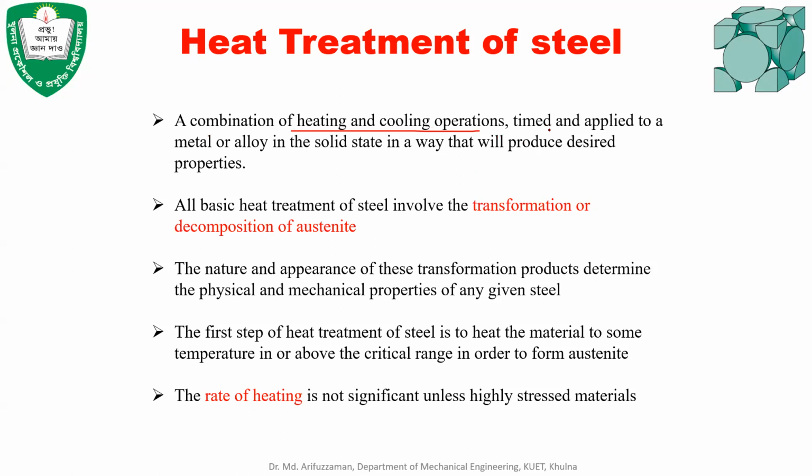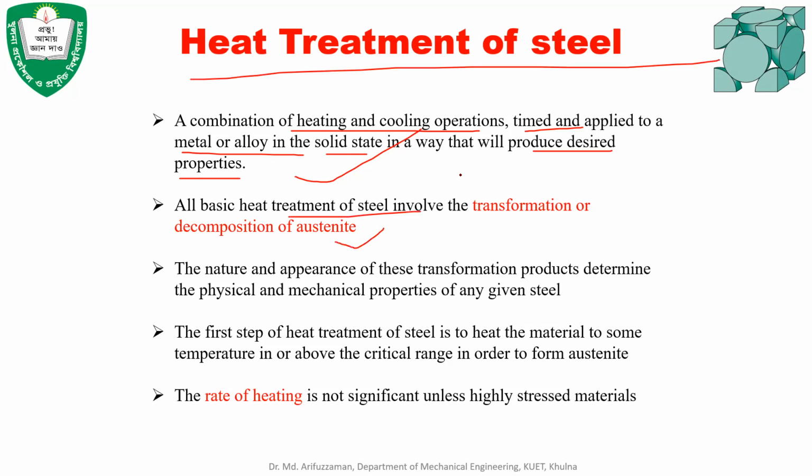So heat treatment is a combination of heating and cooling operation, timed and applied to a metal or alloy in solid state in a way that will produce desired properties. That means you can control the heating or cooling rate and the time to modify the property of a material with the help of heat treatment. And all basic heat treatment of steel involves transformation or decomposition of austenite. That means, since we are concentrating on heat treatment of steel, most of the heat treatment is done in the austenite range.